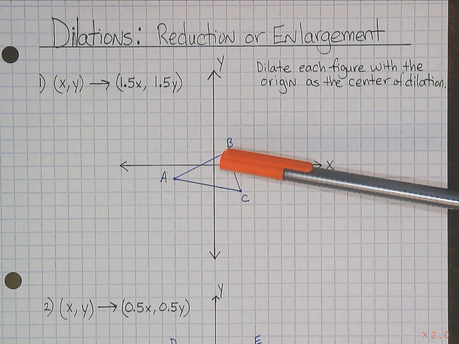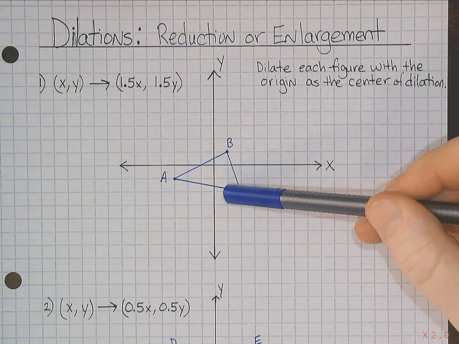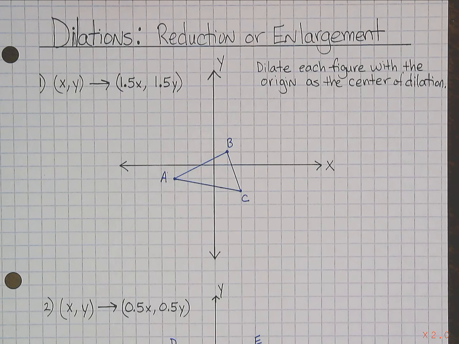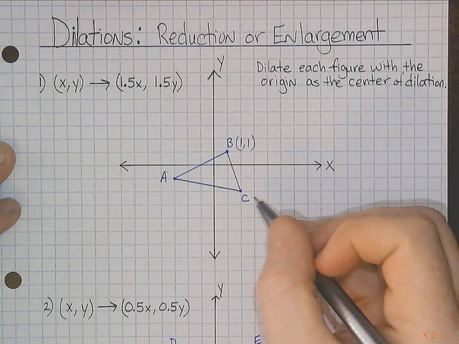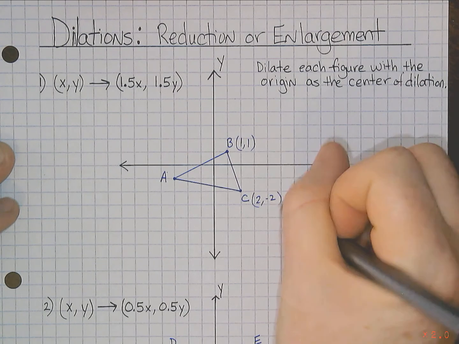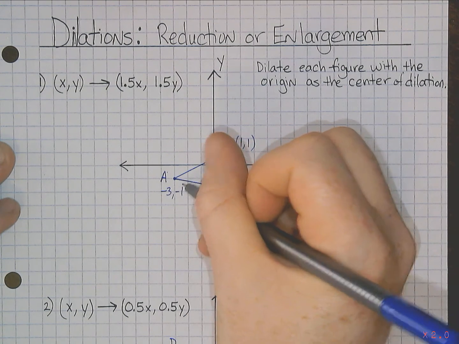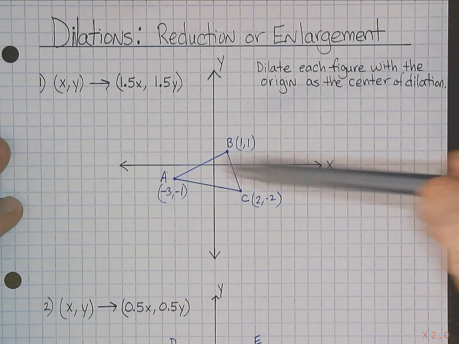So for example, B right now is at 1, 1. And then C is at 2, negative 2, and then A is at negative 3, negative 1. And if you want to write down those coordinates, you can. So let me go ahead and do that. So B is at 1, 1. C is at 2, negative 2. And then A is at negative 3, negative 1. And this is currently your x and y coordinate.